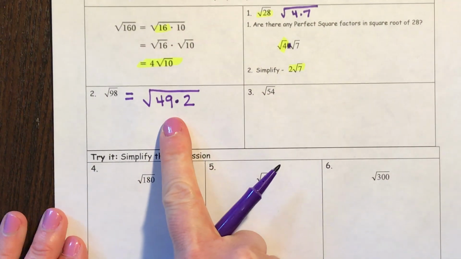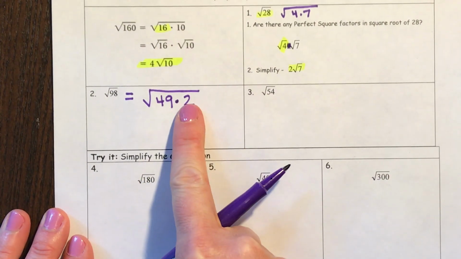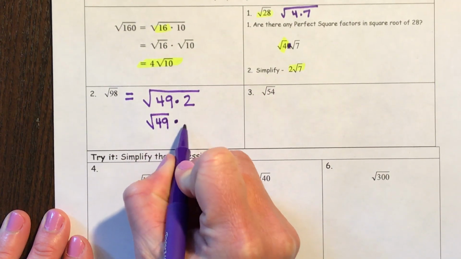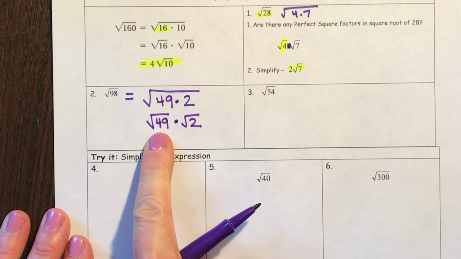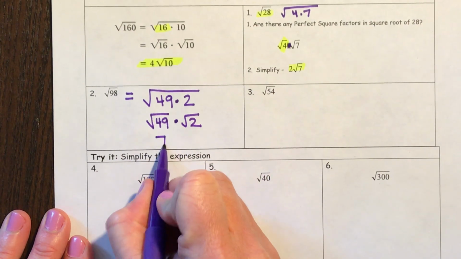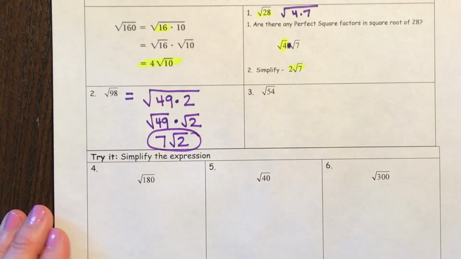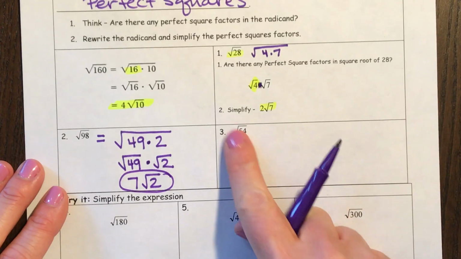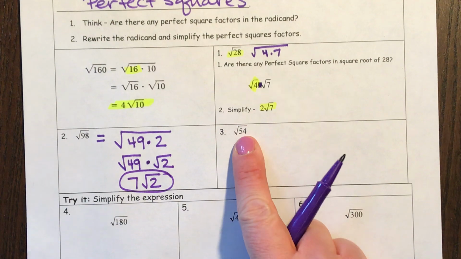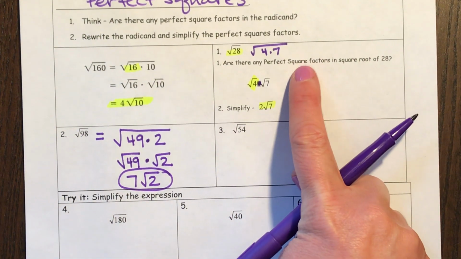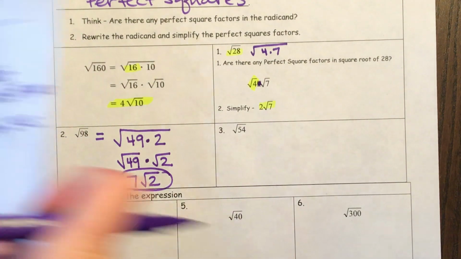Now by my product property, I can split these up into their own roots. The square root of 49 and the square root of 2. Now what is the square root of 49? It's 7, and the 2 gets left behind. And that's it. Square root of 54, again, it doesn't matter what factors go in. What really matters is it has to be a perfect square factor, and that's the goal here.